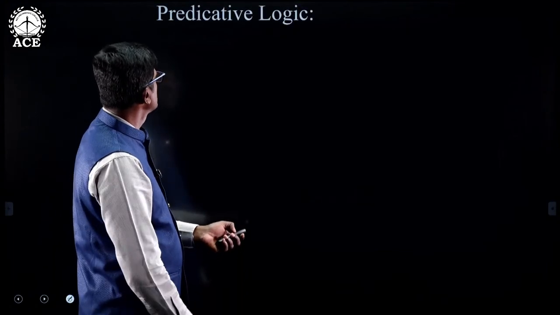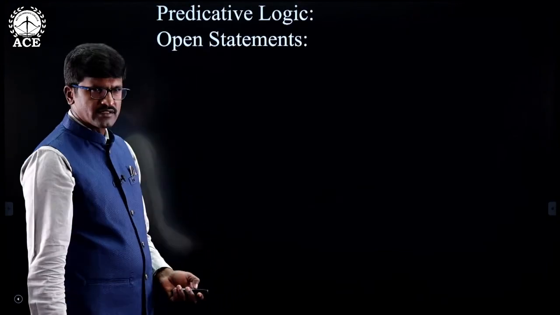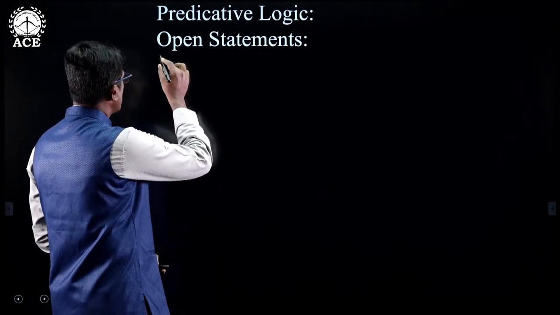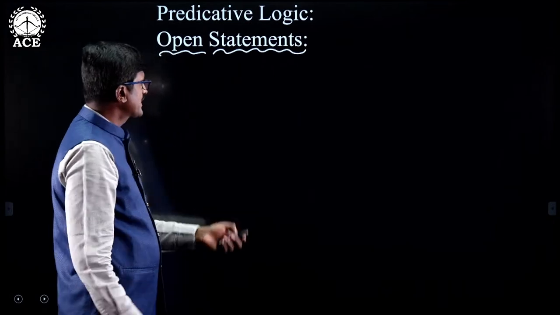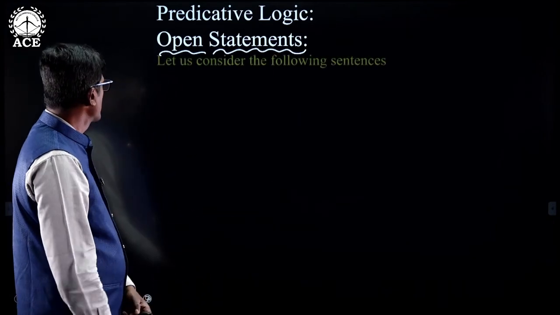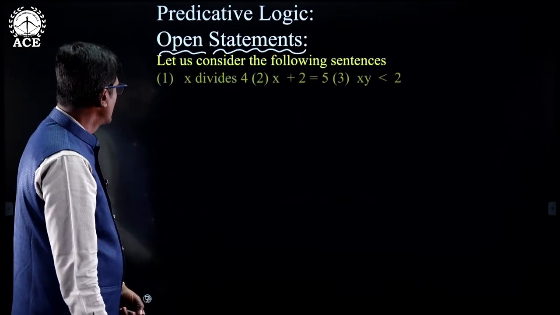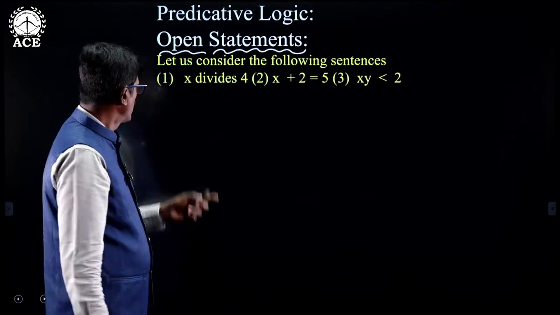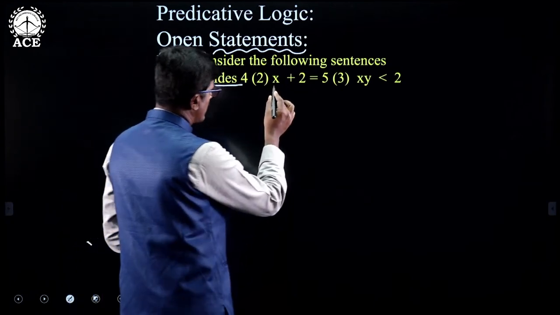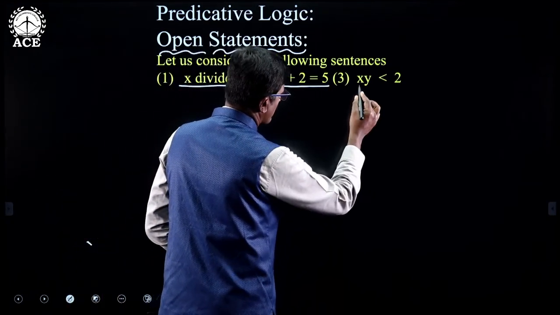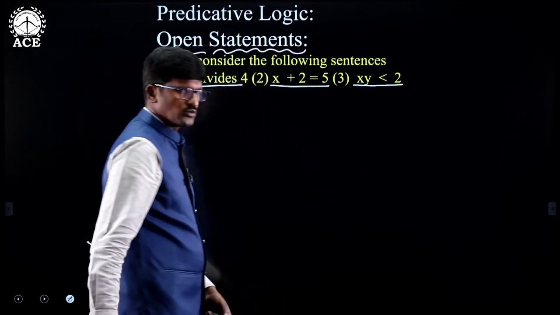The first one is open statement. Now I'll be explaining the definition of open statement. Let us consider some examples. The first one is x divides 4. This is one sentence, x divides 4. Next, x plus 2 is equal to 5, and xy is less than 2.